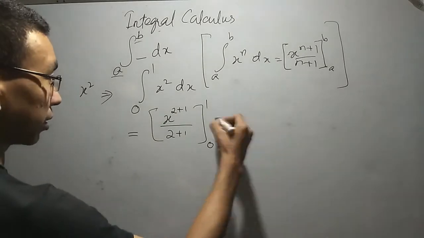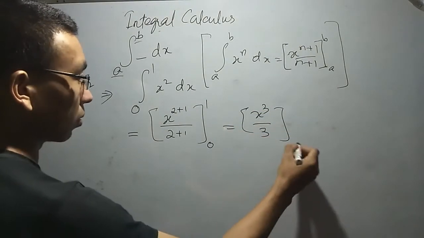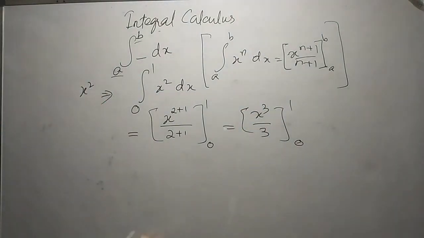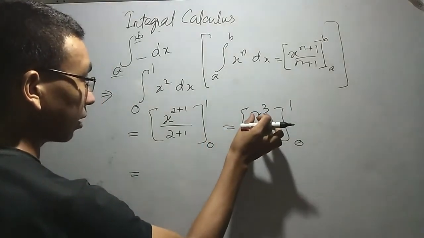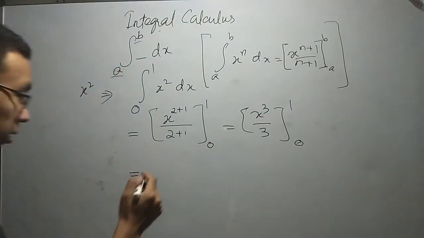So we get x to the power 3 divided by 3, from 0 to 1. This should be a square bracket. Now in the next step, what we do is subtract the lower limit from the upper limit, which means for this variable x, we will substitute 1. So upper limit minus lower limit.